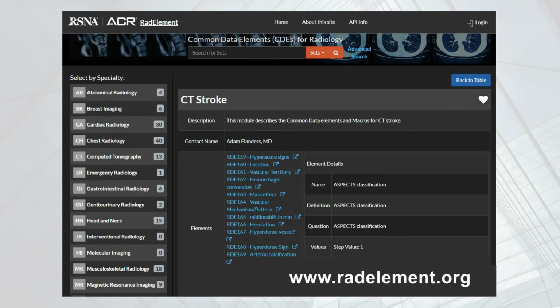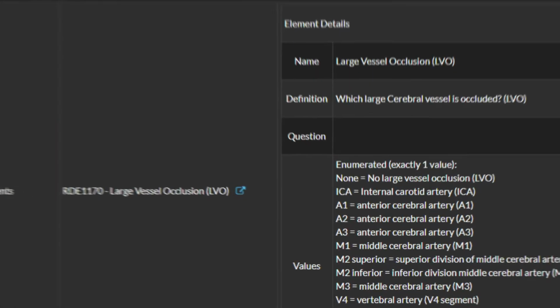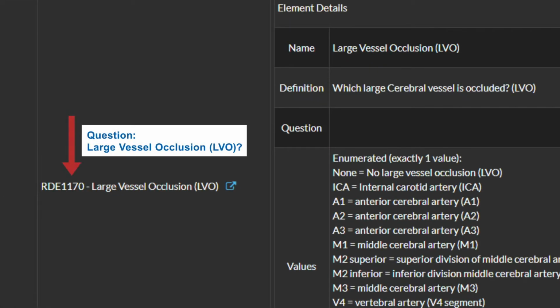The AI-RAD Companion CT stroke assessment algorithm uses the RSNA common data elements to identify the question and answer pair. In this example, the question is, is there a large vessel occlusion? And if so, where? You can see that the possible answers are different arterial segments of the intracranial circulation.